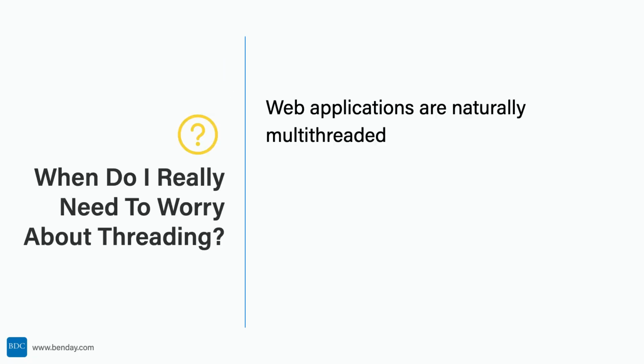This is the big one. In ASP.NET Core, every request runs on its own thread. If you have any shared state, static variables, singleton services, you need synchronization. The framework handles request isolation, but shared state is your responsibility.